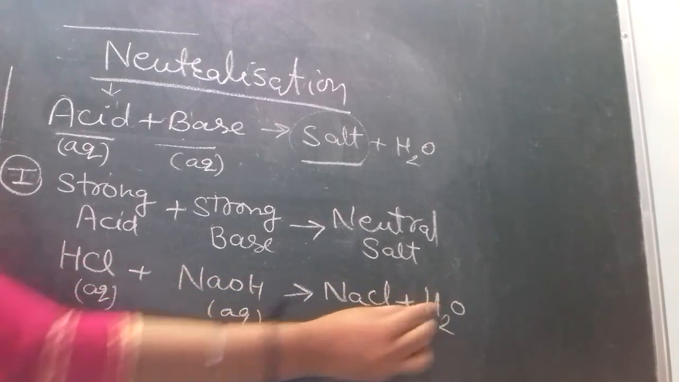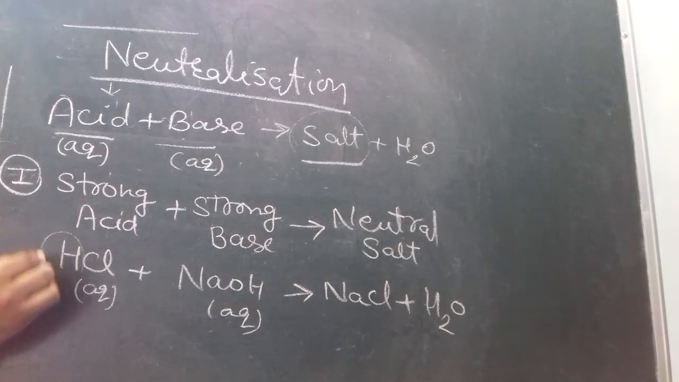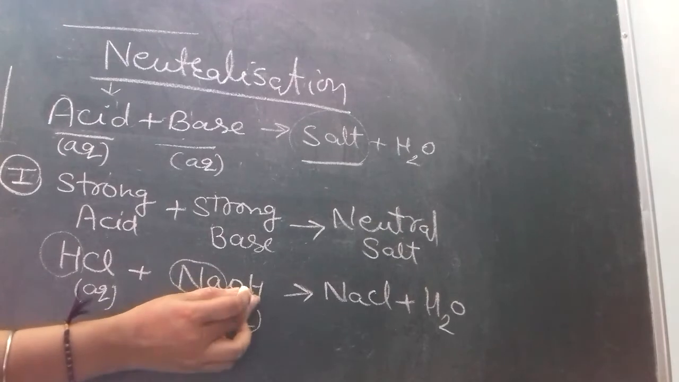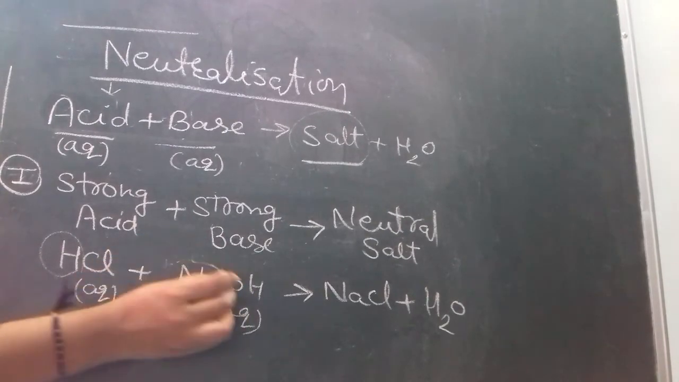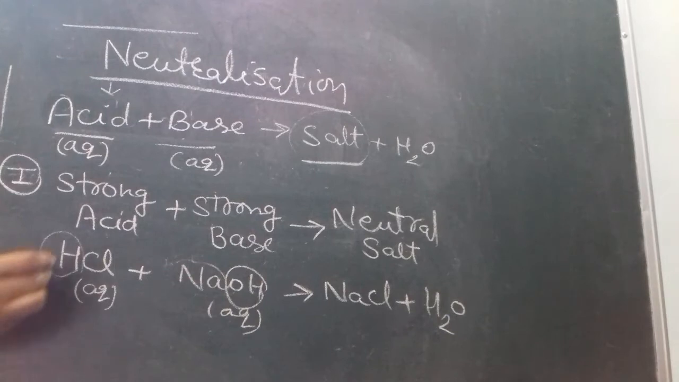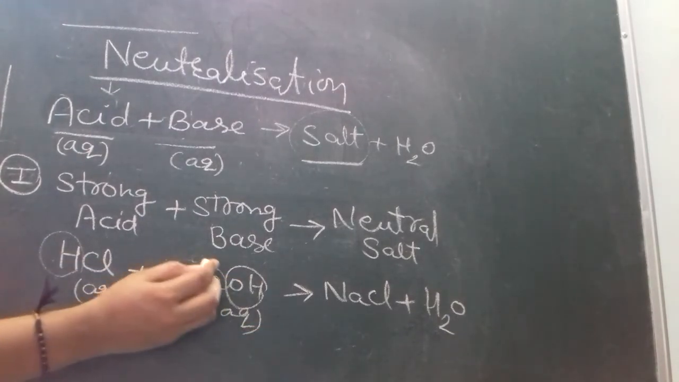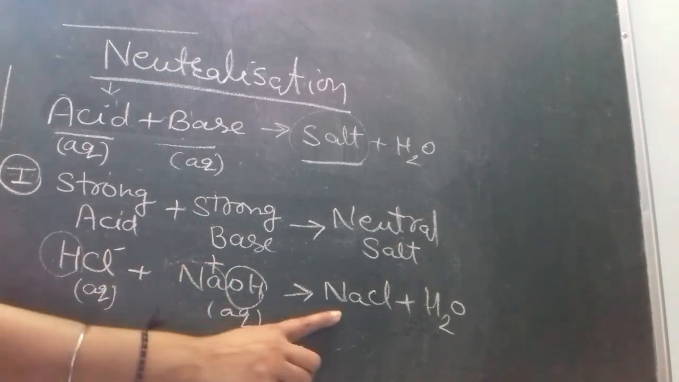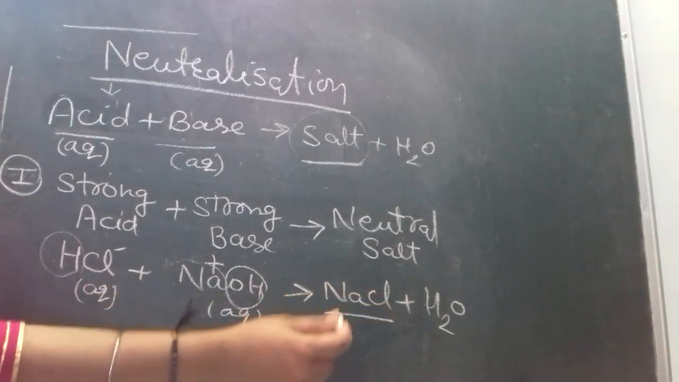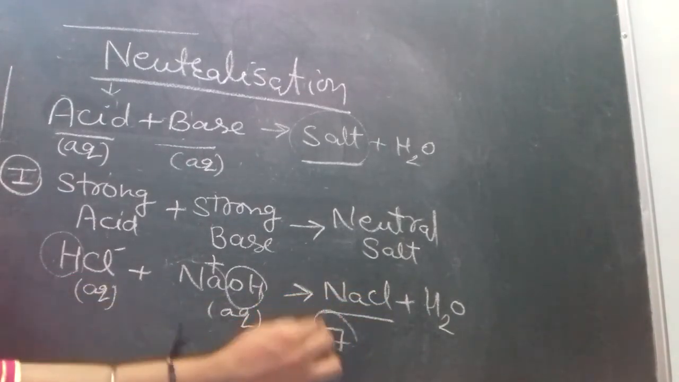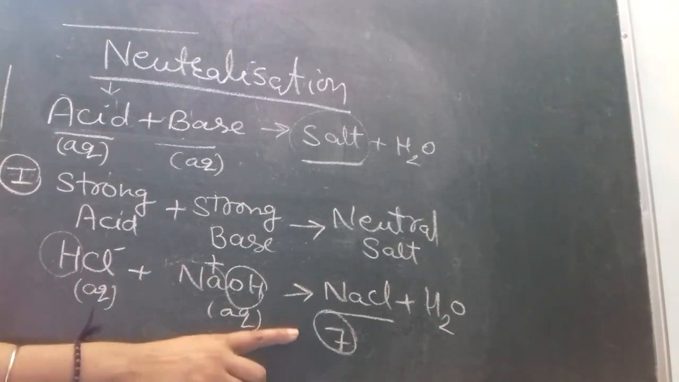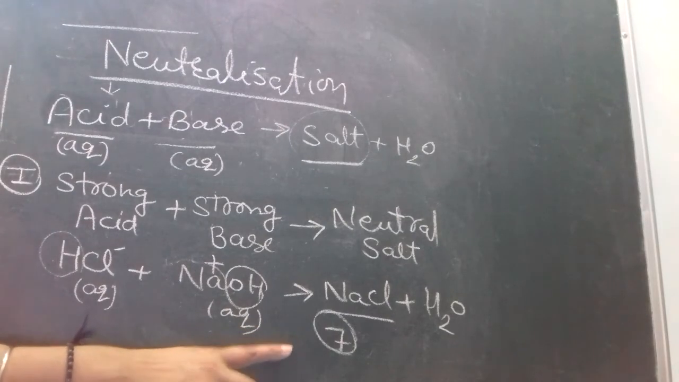So in this reaction, hydrochloric acid releases hydrogen ion and sodium hydroxide releases hydroxide ion. Here hydroxide ion will be released by sodium hydroxide. This H and this OH combine and make H2O, water. And here sodium is positive ion, chlorine is negative ion. These both ions make sodium chloride. And this sodium chloride salt has pH level 7. Its pH number is 7. And if any solution has pH 7, then it is neutral.